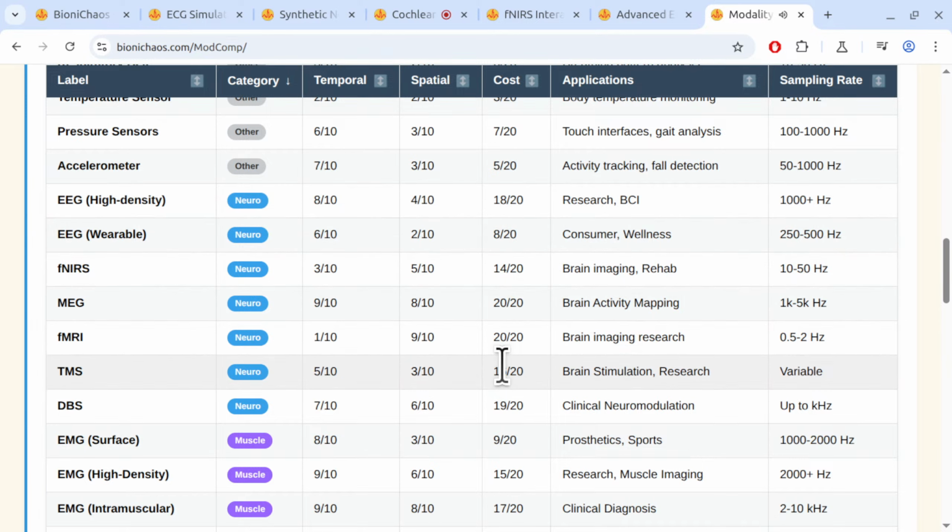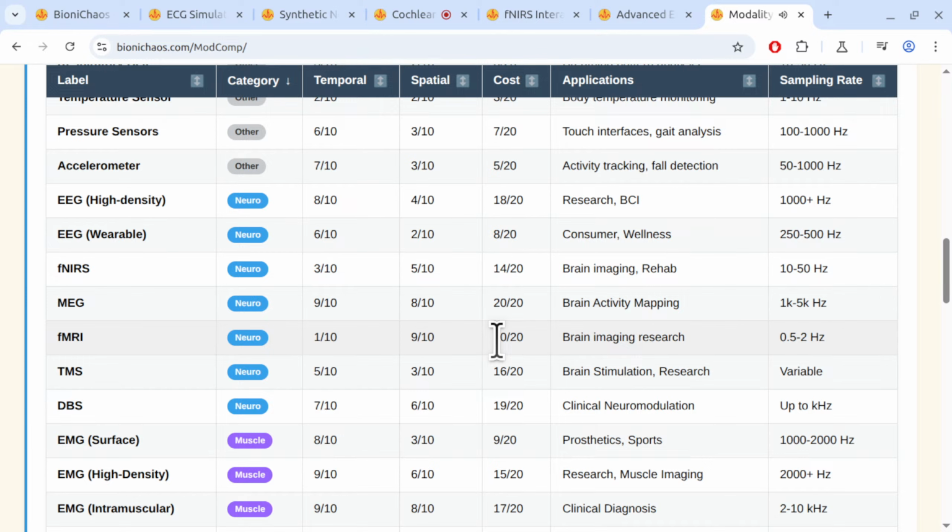Got it. So this really highlights that navigating this landscape is all about trade-offs. Constantly getting both high speed and high detail at the same time is technically very difficult and usually incredibly expensive. You often have to choose. Do you need the crystal clear where or the lightning fast when? Exactly. Let's revisit that fMRI versus EEG comparison. We said fMRI is 9 spatial, 1 temporal, 20 cost, great where, slow when.